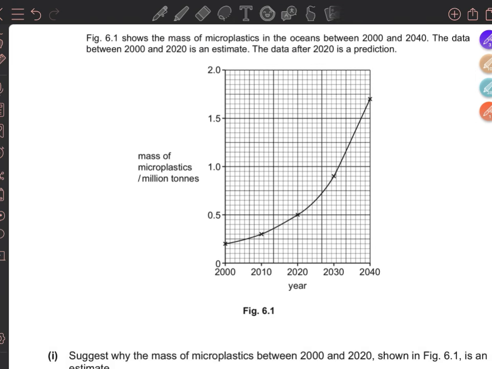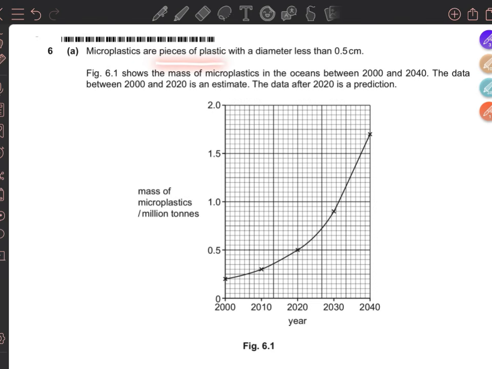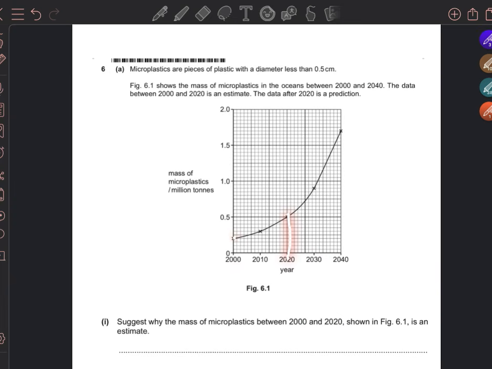Okay, the next question is, microplastics are pieces of plastics with diameter less than 0.5 centimeter. So if you have a plastic whose diameter is less than 0.5 centimeter, it is considered a microplastic. Figure 6.1 shows the mass of microplastic in the oceans between 2000 and 2040. The data between 2000 and 2020 is an estimate. The data after 2020 is a prediction. That means before that they estimated the mass of microplastics, and using that they predicted that if this line continues, this is how much the graph is going to extend.